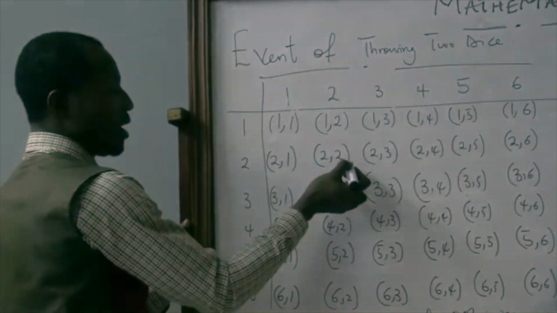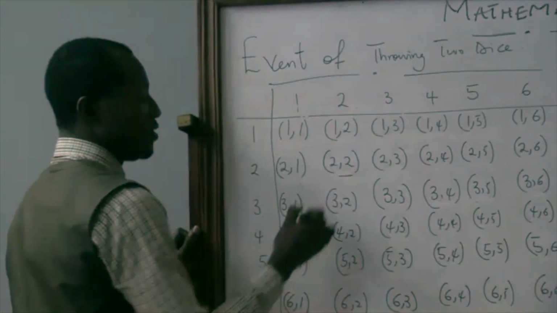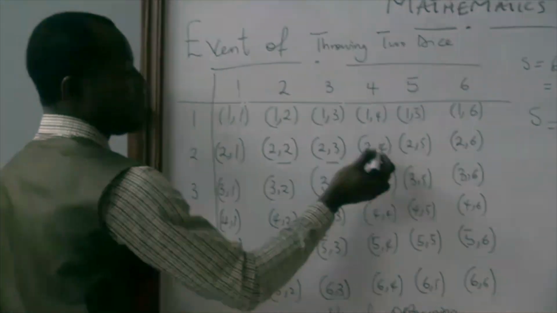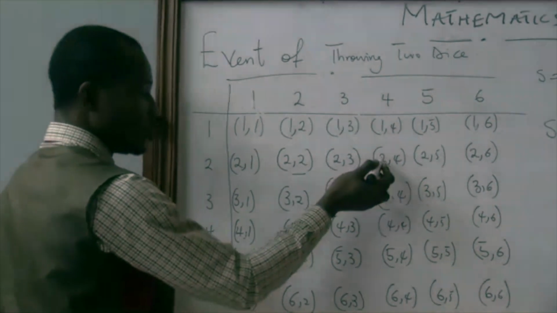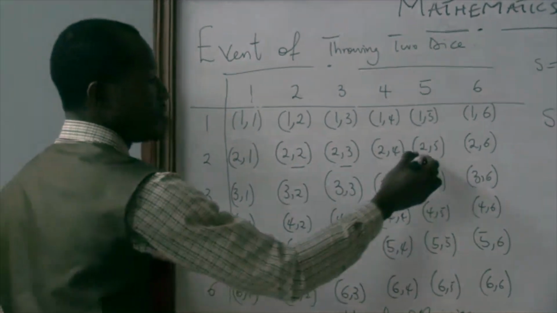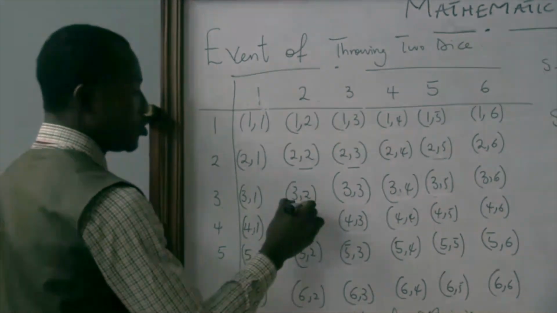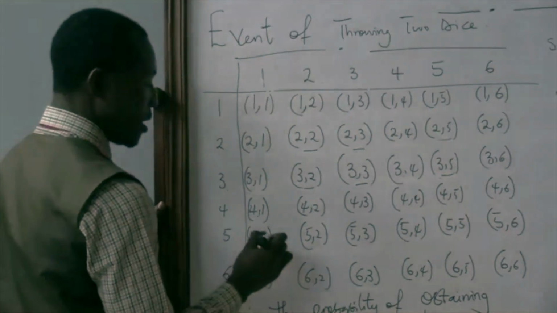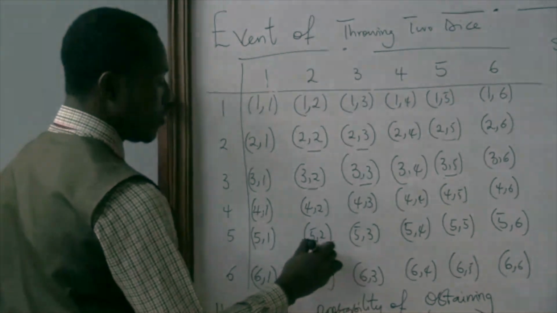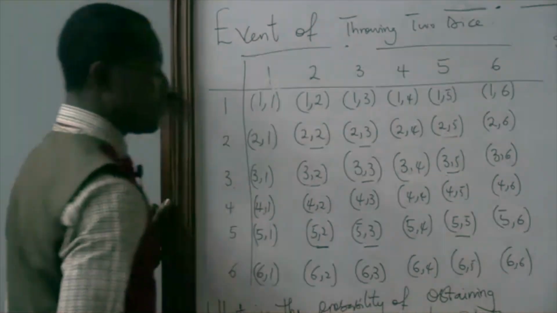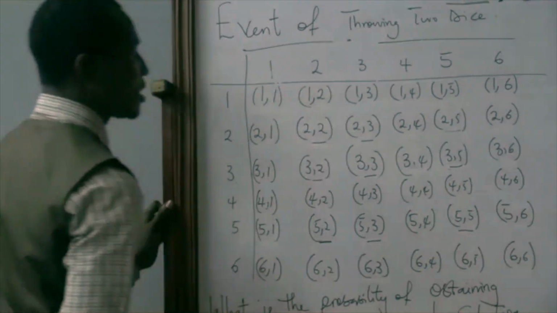2 is a prime number, 2 is also a prime number, so this is part of it. 2 is a prime number, 3 is a prime number. 4 is not a prime number but 2 is a prime number, so that counters it and it's not 2 prime numbers. This is 2 prime numbers, 5 and 2, 2 prime numbers, 5 and 3, 2 prime numbers, 5 and 5. This is out. So let's count.